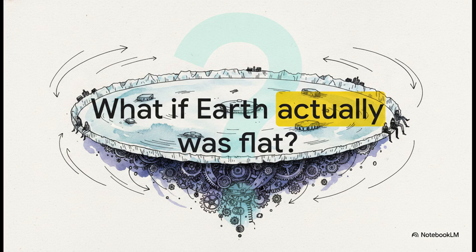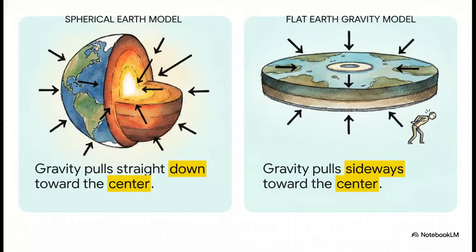If we temporarily suspend reality and look at the actual physics of a disk-shaped planet, well, things get so much weirder than you might think. What's absolutely fascinating here is how this completely flips our everyday understanding of gravity. On our spherical Earth, gravity pulls in the exact same direction from all points on the surface, just straight down toward the center. But on a disk-shaped Earth, gravity would entirely depend on where you're standing.